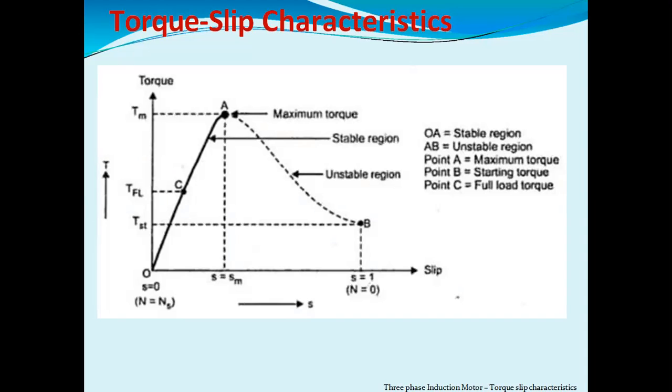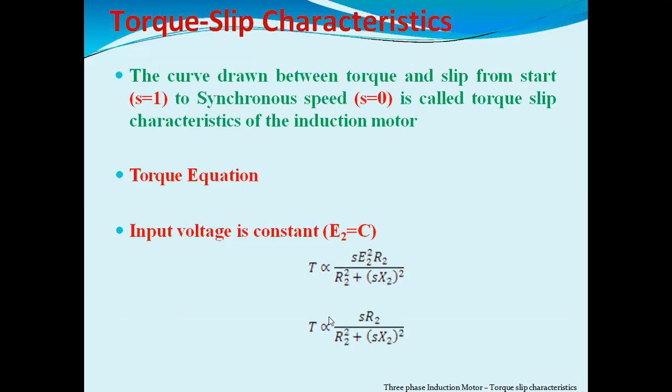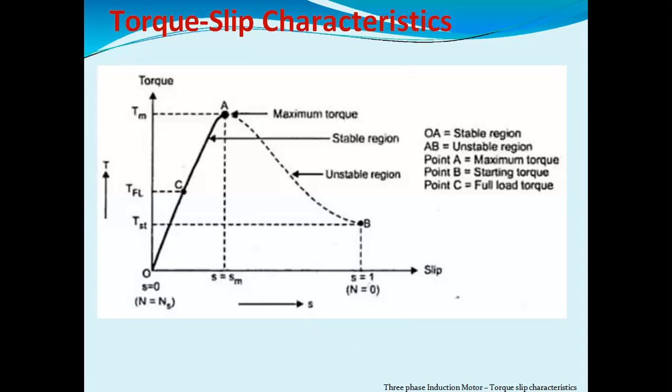We are getting the torque equation. How? Torque is directly proportional to S. But if you see here, we have the S value in the denominator also. It means torque will be inversely proportional to S. That's why we are supposed to study the torque and slip characteristics.